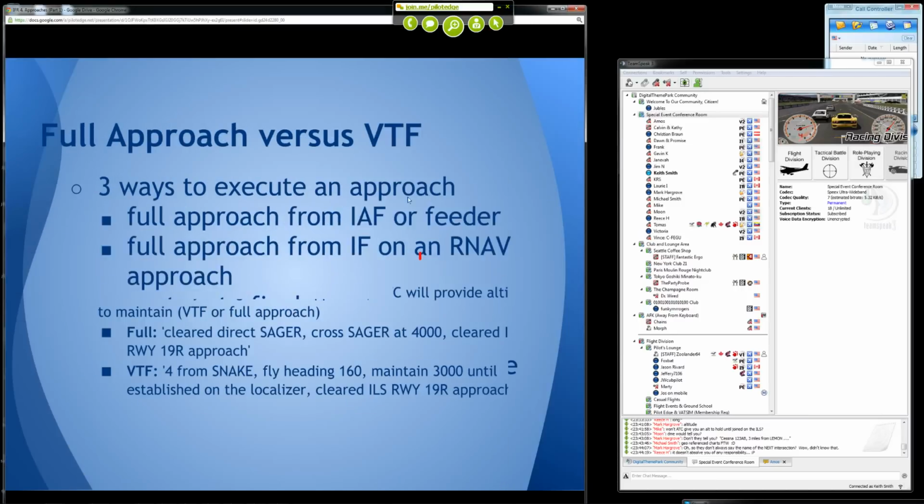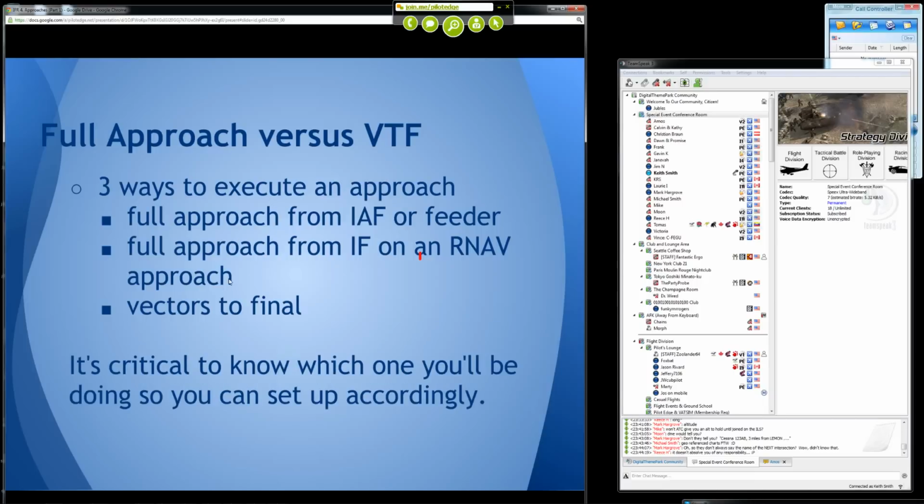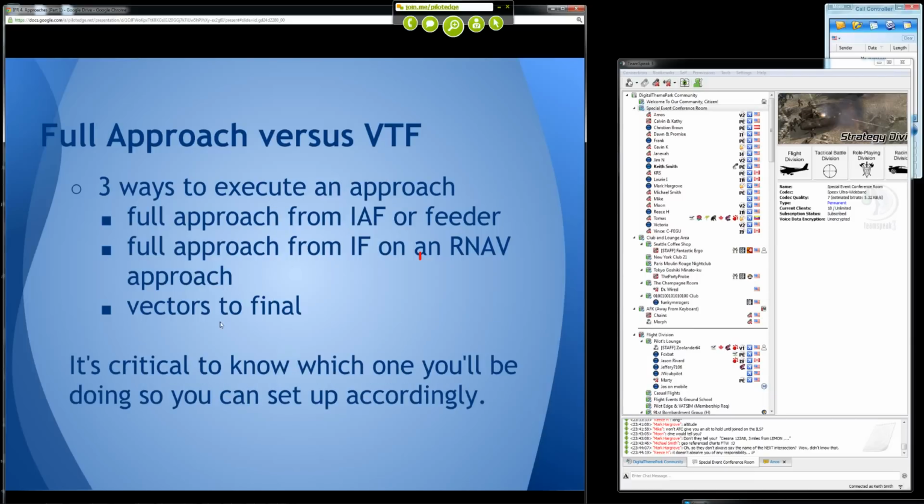Okay, so we talked about the mechanics, or the basics, of vectors to final. There's a bit more to it, but we're about to get into that. So you'll need to know at any given time which one you're going to be doing. So again, the minute you hear them say fly heading 030 vectors to final, that vectors to final part's really, really important, and it means you can not worry about the procedure turn and all that good stuff. If they give you a vector and you're not sure what it's for, if they say vectors for the approach, that doesn't really mean much. What they could be doing is a delay vector, and then eventually they still send you direct Sega, and then you have to fly the full approach from there.